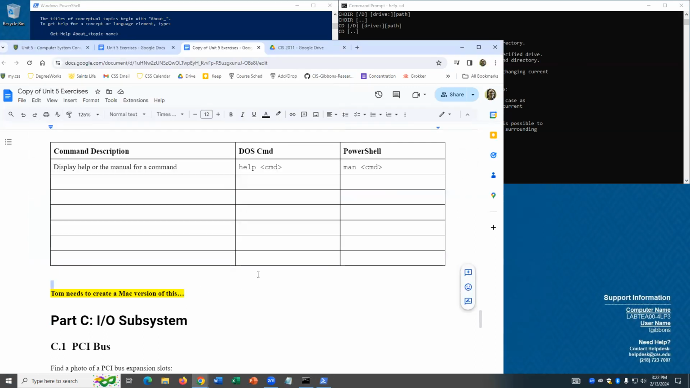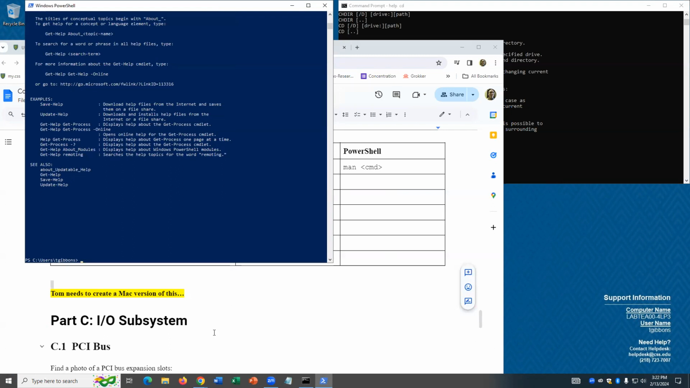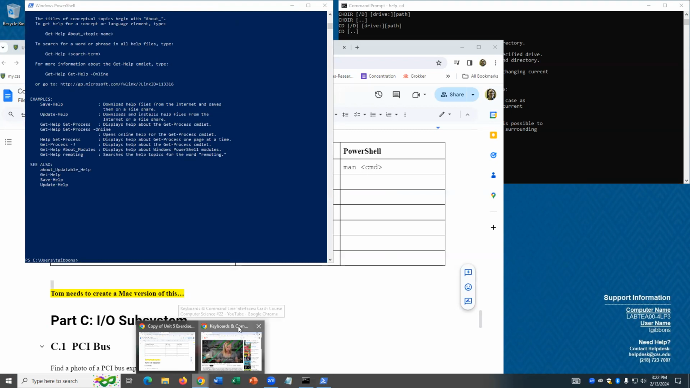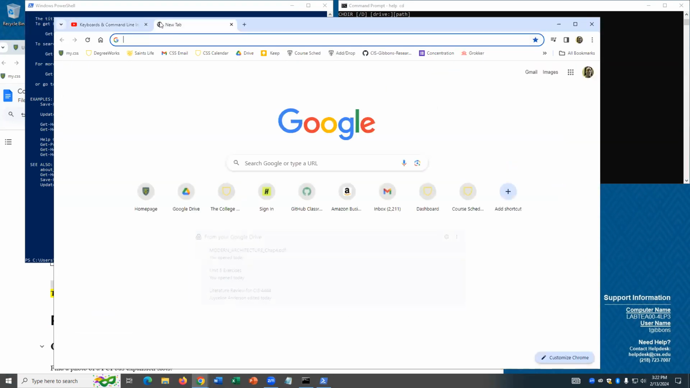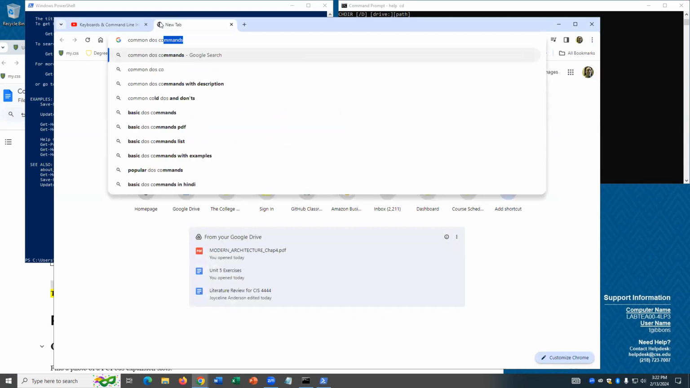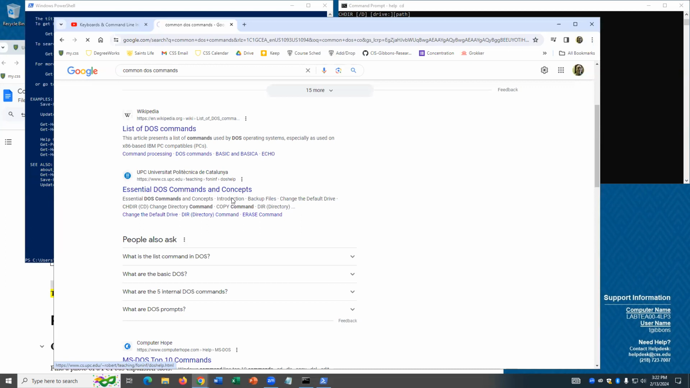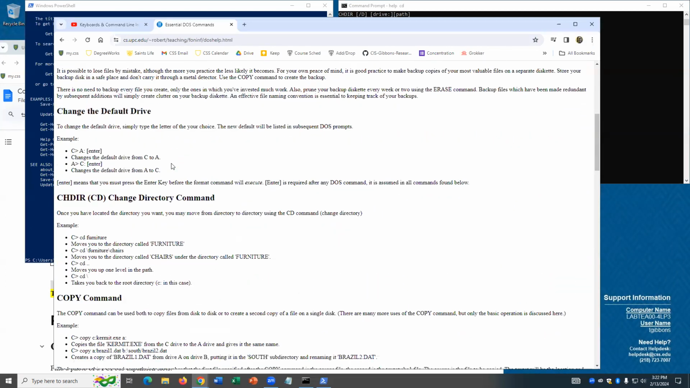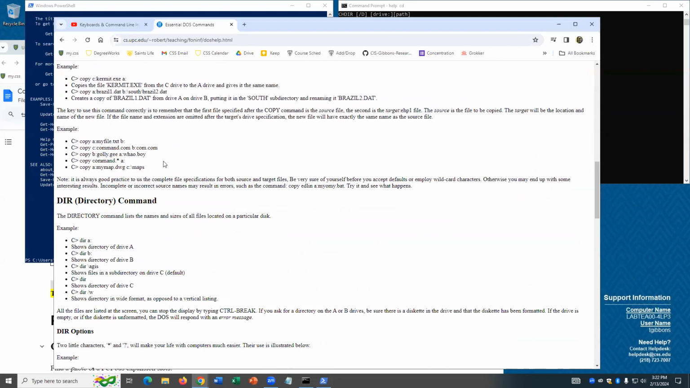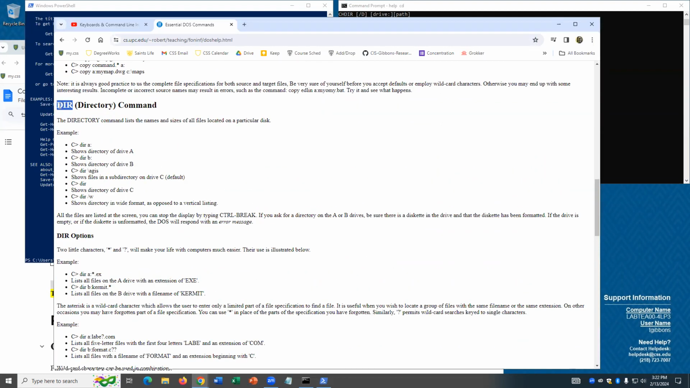So your job is to find some different commands here and try them out on these different machines. So you can do some searching here. Like one thing you could search for is common DOS commands, or you could ask for commands in PowerShell and in DOS command prompt.